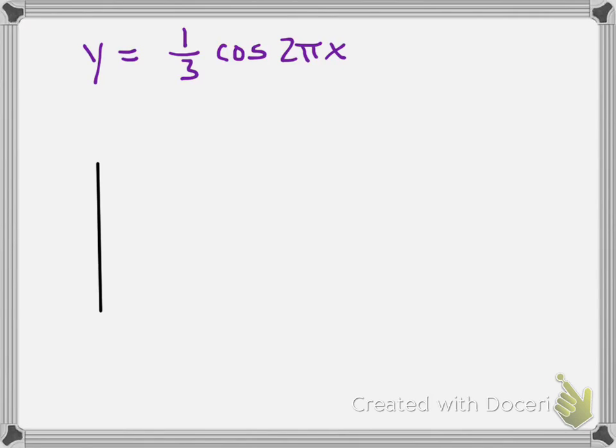All right, what's the third one? What was that, the first one? Y equals 1/3 cosine of 2 pi x. What function are we graphing here? Cosine function, right? Just the regular old cosine, not the negative cosine, anything like that.